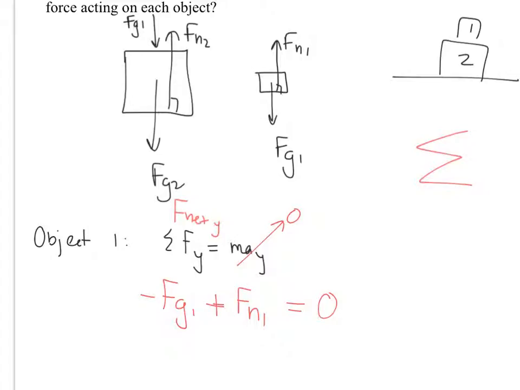So this goes to zero because acceleration is zero, so the whole right-hand side becomes zero. So it turns out that the normal force provided to object 1 is really just equal to its weight, which makes sense, because it's on top.